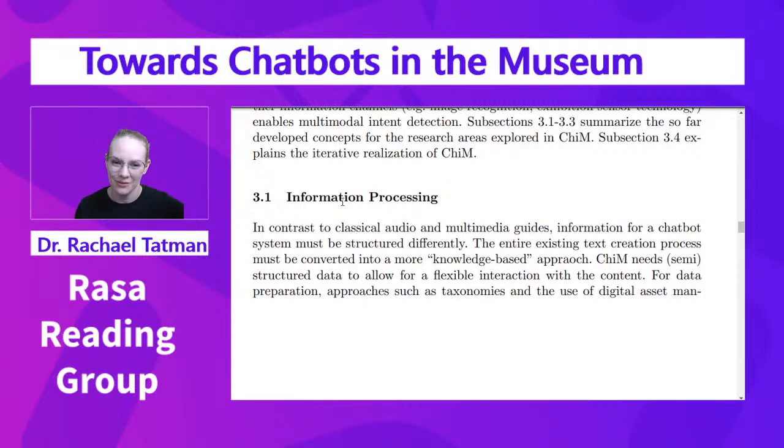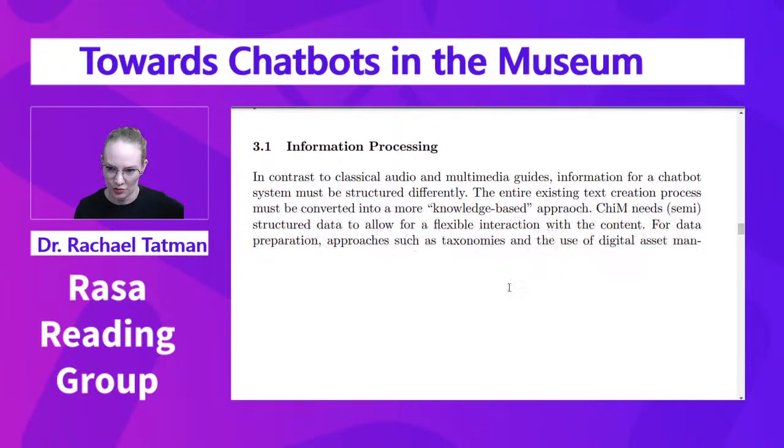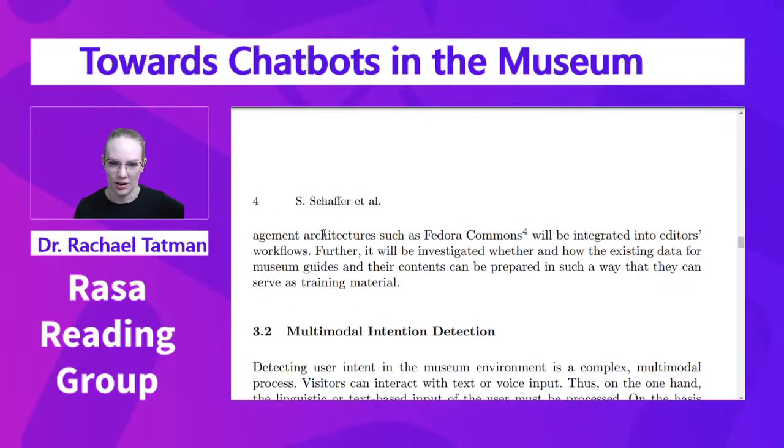Information processing. In contrast to classical audio and multimedia guides, information for a chatbot system must be structured differently. The entire existing text creation process must be converted into a more knowledge-based approach. CHIM needs semi-structured data to allow for flexible interaction with the content. For data preparation, approaches such as taxonomies and the use of digital asset management architectures such as Fedora Commons will be integrated into editors' workflows.